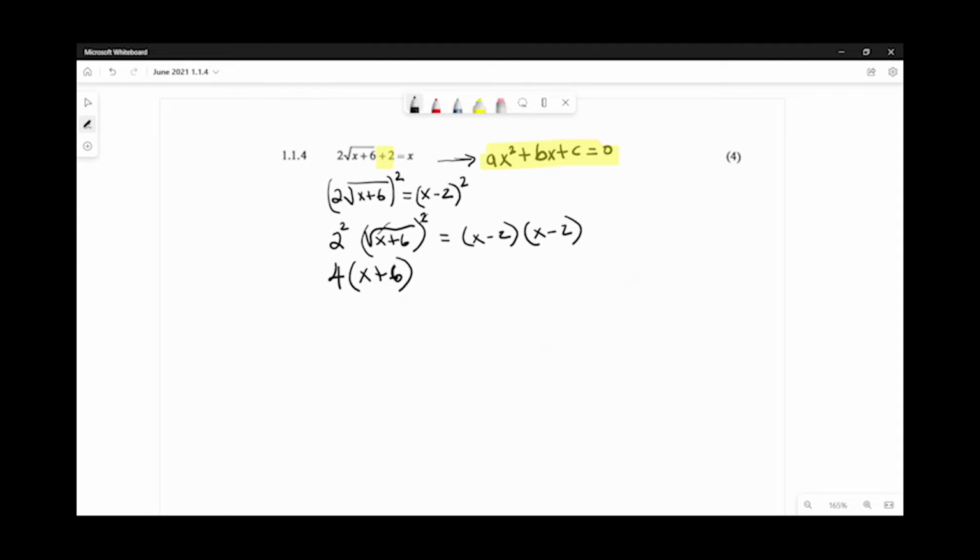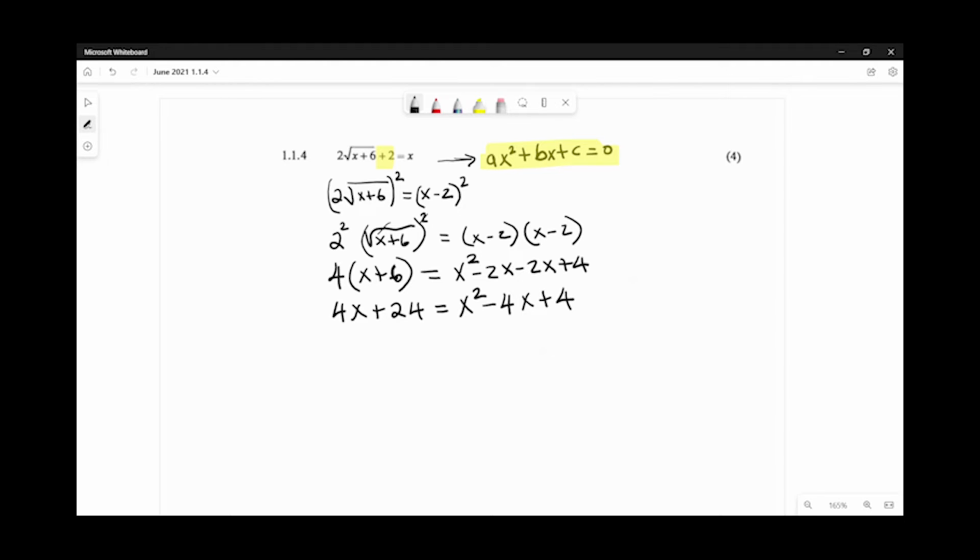The 4 and the x plus 6 equals x squared minus 2x minus 2x plus 4. You're just distributing there. And then 4x plus 24 equals, you're going to simplify that by adding the like terms, x squared minus 4x plus 4.